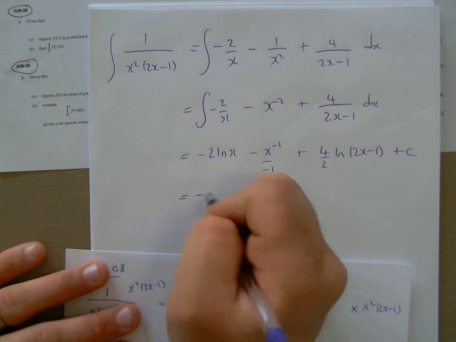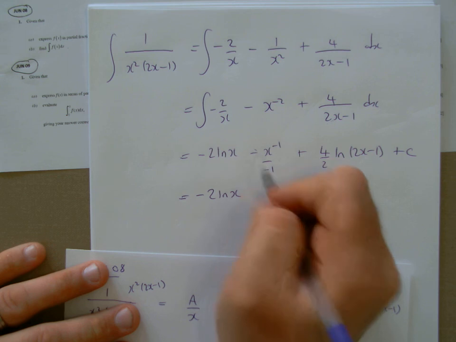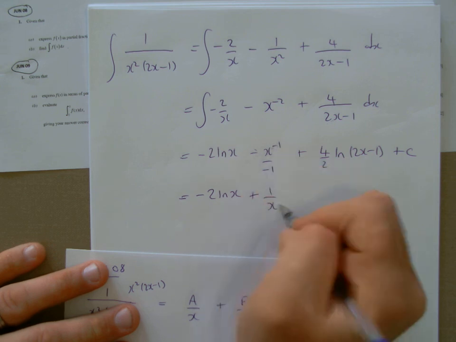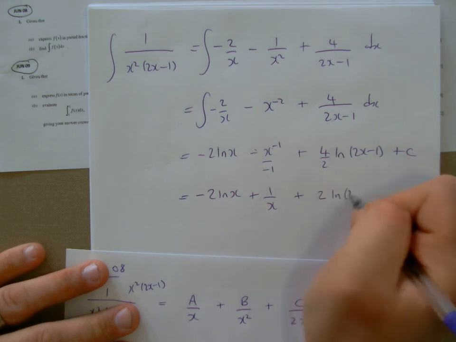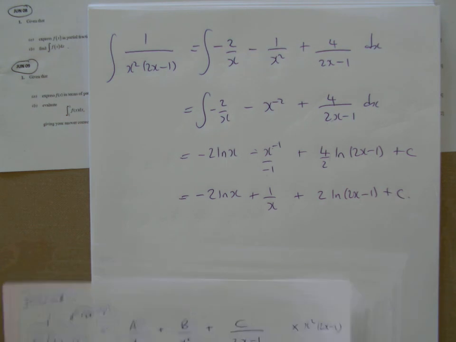Let's rewrite it. That'll be minus 2 ln x, and then minus over minus becomes a plus. So it'll be plus 1, and take that down. This is power minus 1, take it down to plus 1 over x. Plus then 4 over 2 is 2, plus your c, and we've got our answer.